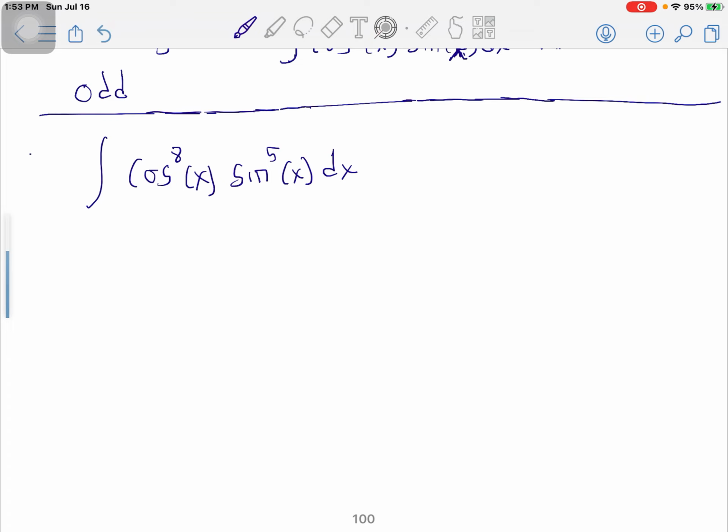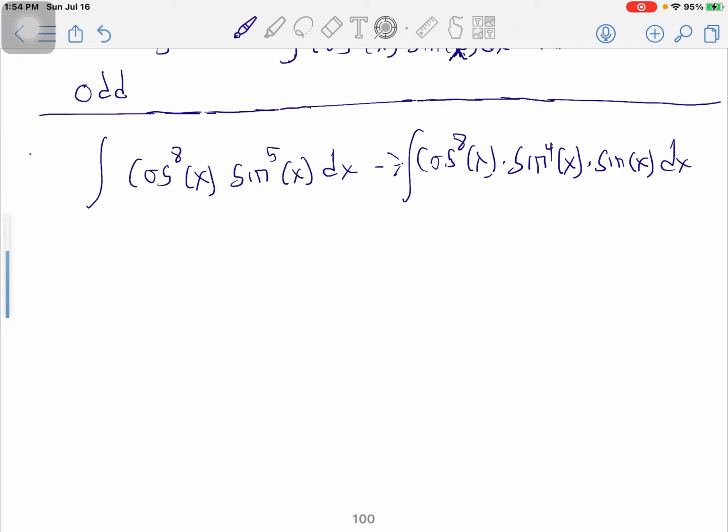Having this, we can rewrite it, as I said: if it has an odd power, try to rewrite it to get it also in an even power. So we can rewrite it as the integral of cos^8(x) multiplied by sin^4(x) multiplied by sin x dx, which is the same thing.